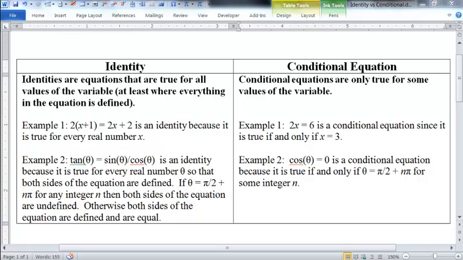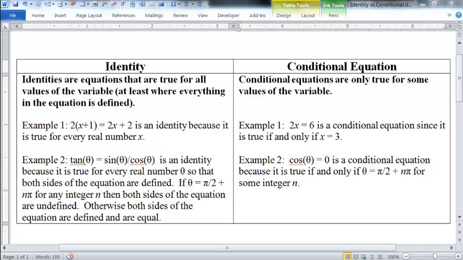For example, let's look on the identity side. Something from elementary algebra: 2 times parentheses x plus 1 is equal to 2x plus 2. That's a specific example of the distributive property, and that is an identity because it's true for every real number x that we can put in. Pick a number x, put it in on the right side and work it out. Put the same number in for x on the left side and work it out, and the two sides will be exactly the same.